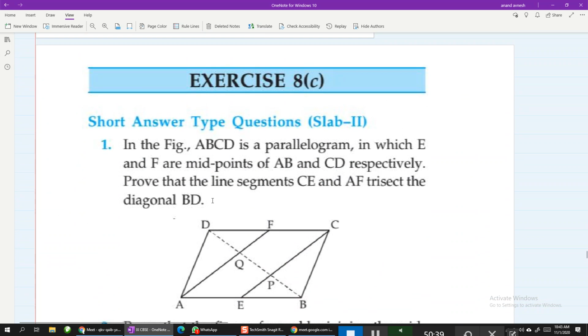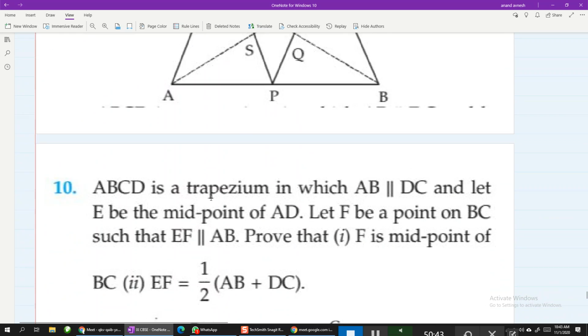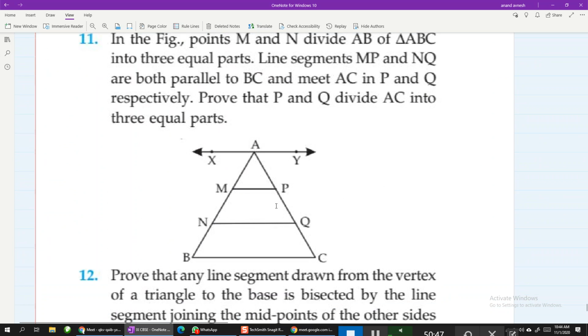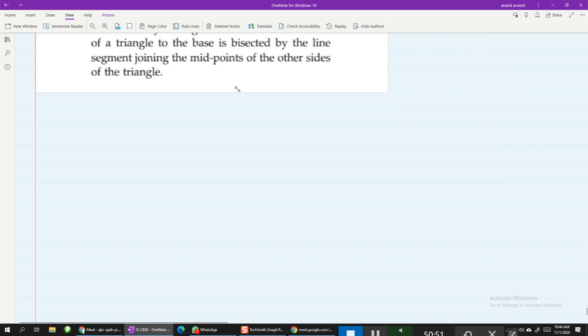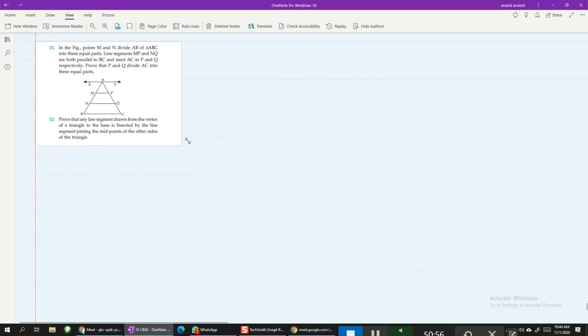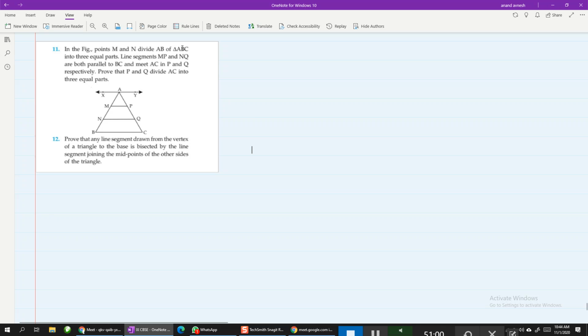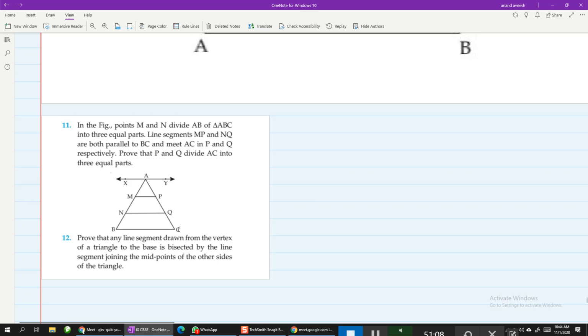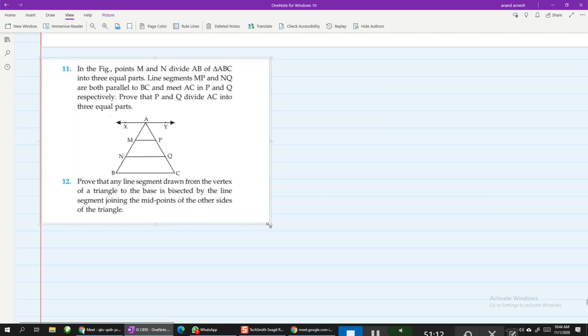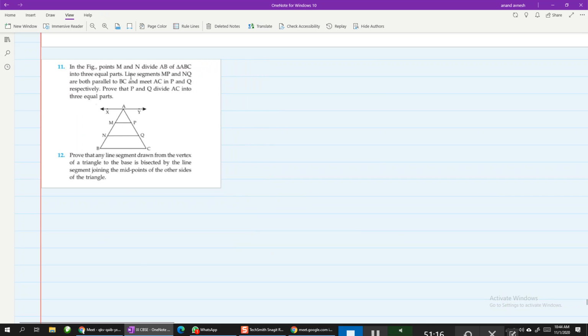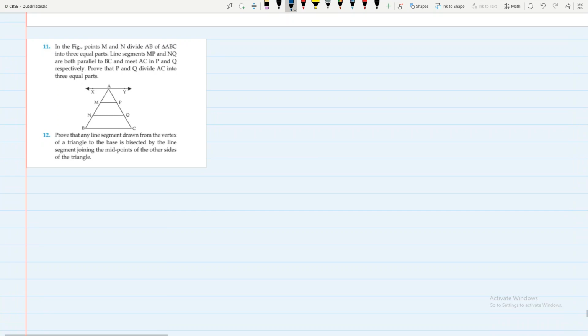Sir, I have doubt in 11th question. 11th question. Okay, let me check. Yes, this is based on intercept theorem as far as I can understand. Okay, in the figure, points M and N divide AB of triangle ABC into 3 equal parts. इसका क्या मतलब है?